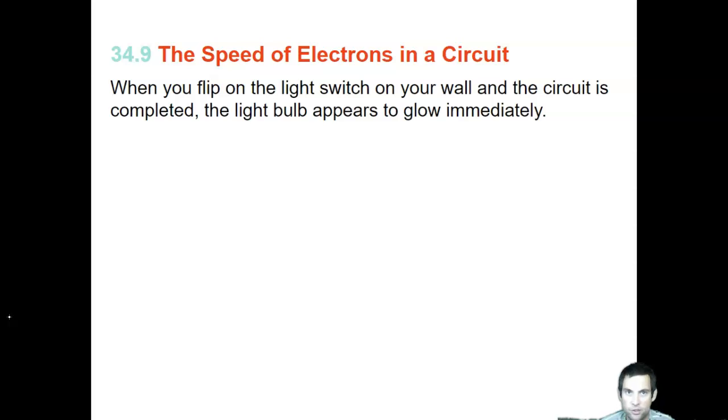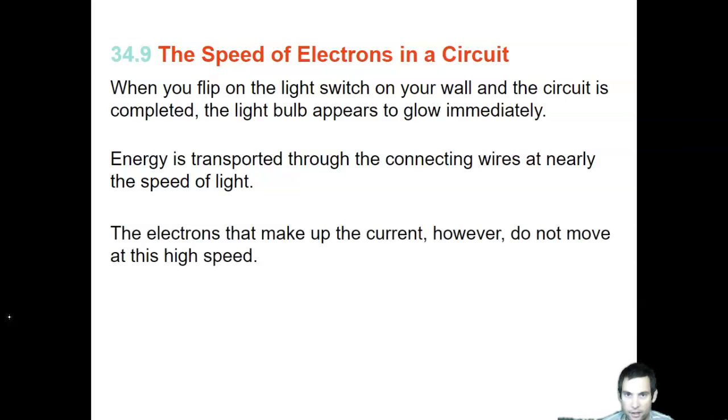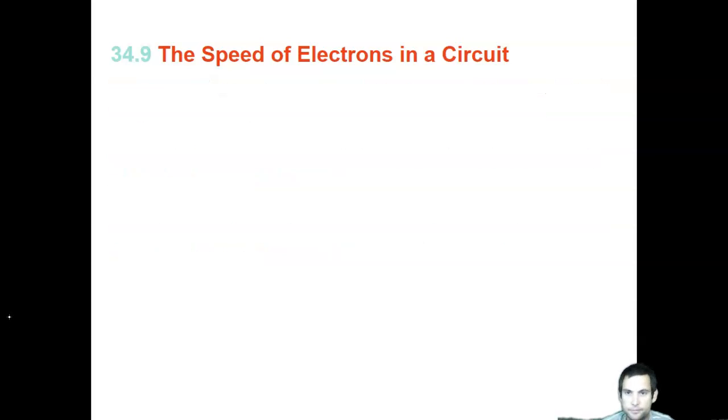When you flip on the light switch on your wall and the circuit is completed, the light bulb appears to glow immediately. Energy is transported through the connecting wires at nearly the speed of light. The electrons that make up the current, however, do not move at this high speed.